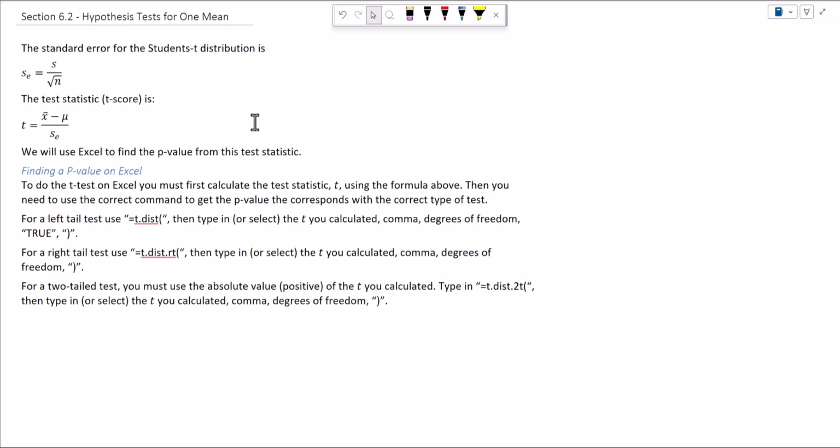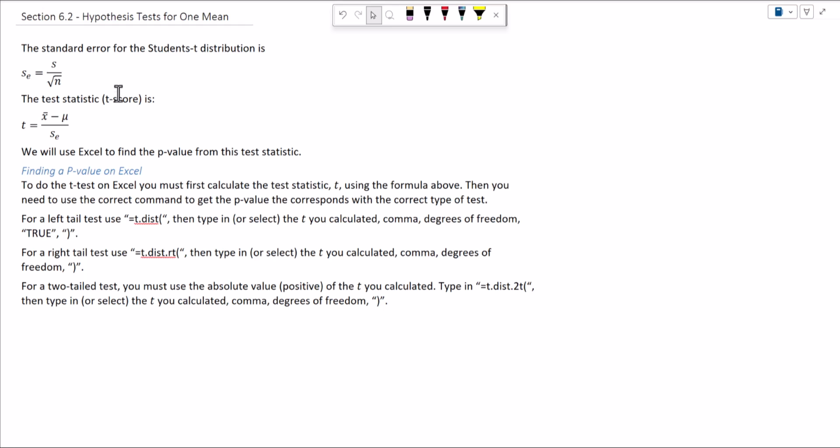We're going to make a null and alternate hypothesis. Then we are going to draw a picture, figure out what our test statistic is. To do that, we need to find the standard error. Then we'll figure out a p-value, we'll make a decision, and then we'll have an interpretation.